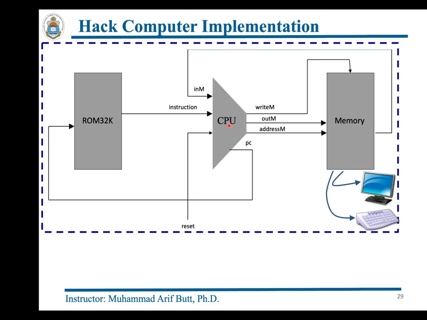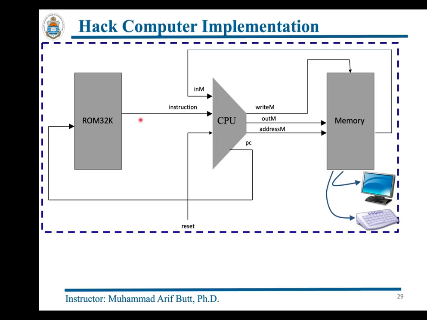The CPU chip has 3 inputs: a 16-bit instruction coming from the ROM32K chip, a 16-bit operand coming from this memory as shown over here, and a single-bit reset input. Then it has 4 outputs: a single-bit write enable, the 16-bit outM or write M, the 15-bit address of memory, and finally the 15-bit address of the next instruction inside this PC, which is going to this ROM32K.